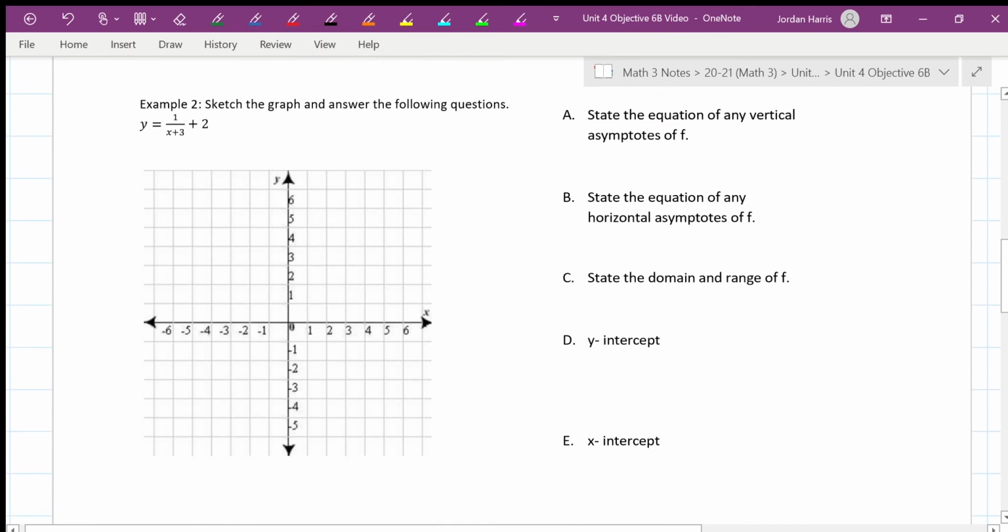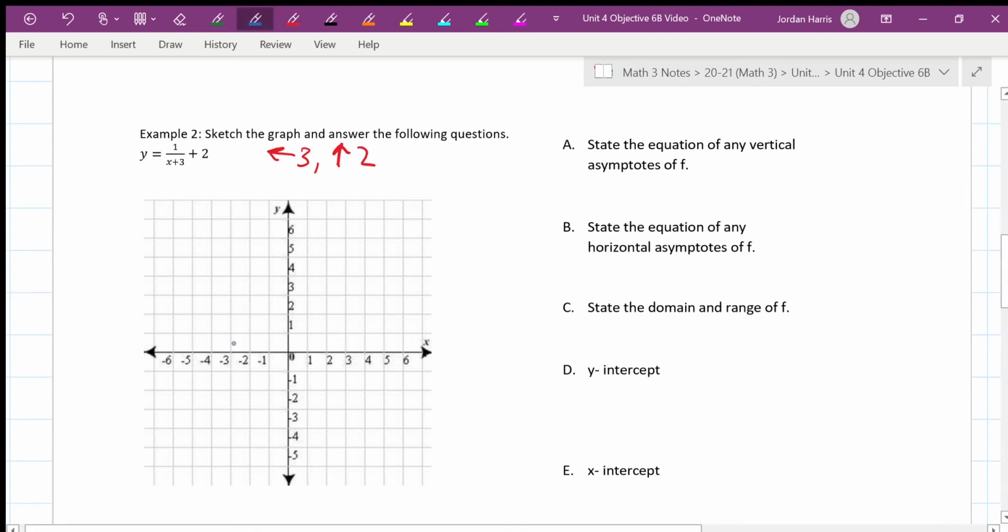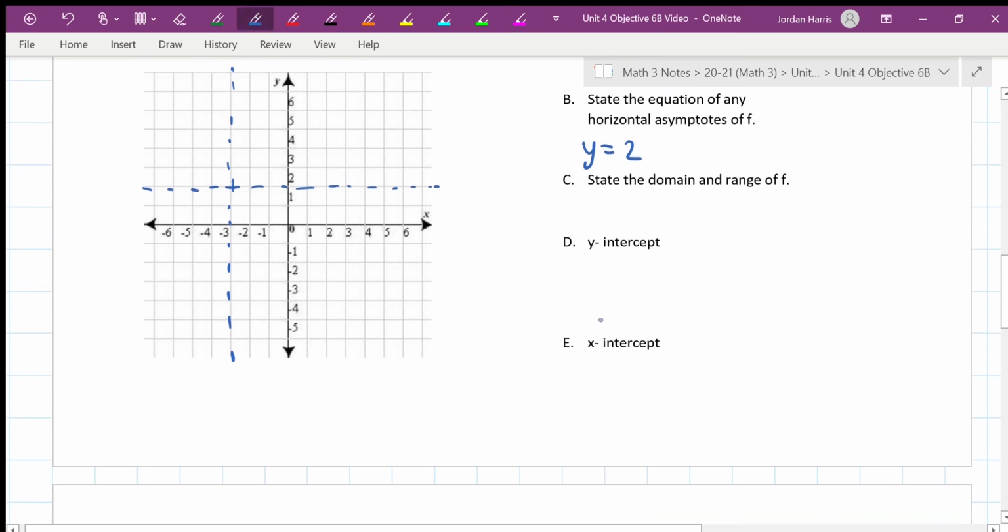Example 2. Sketch the graph. Okay, nothing different again. We have a left 3, up 2 shift. All right, so let me graph that. Left 3, up 2. 1, 2, 3, 1, 2. Draw my asymptotes. Okay, there we have it. State the equations. The vertical, x equals negative 3. The horizontal, y equals 2. Domain and range we'll get to, but we want to find the intercepts first.